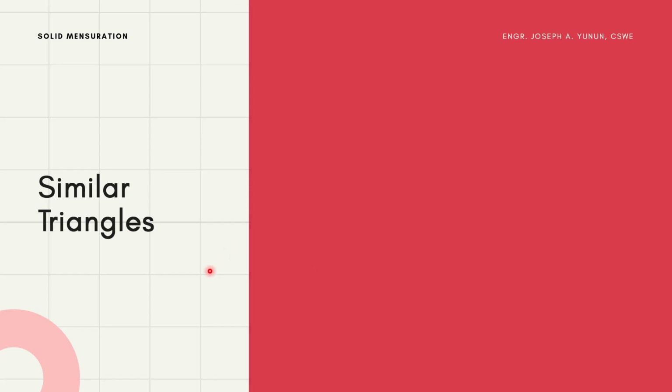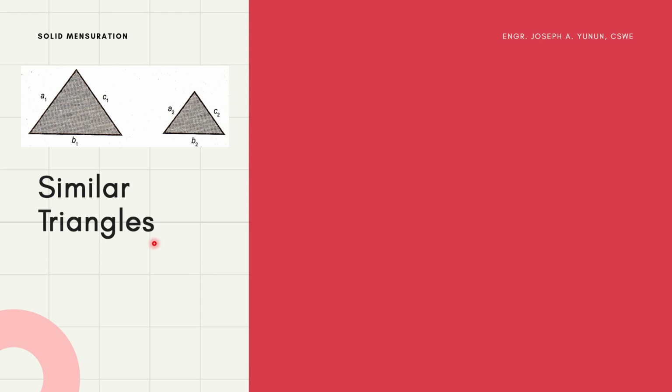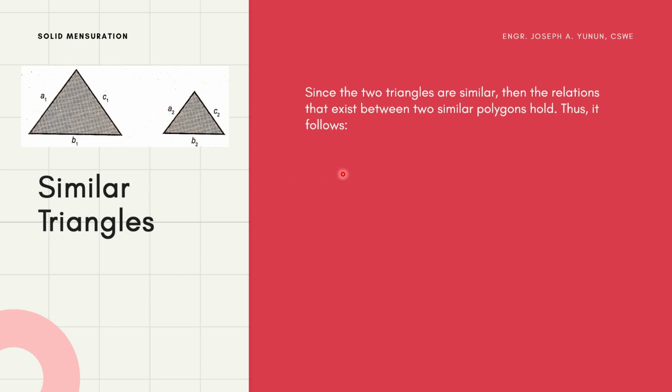So about similar triangles, this has been discussed under the polygon, which is similar polygons. They don't have the same size, but can be used for their corresponding sides or angles. Since the two triangles are similar, the relations that exist between them are those between two similar polygons. Thus it holds the following: any two corresponding sides are proportional.